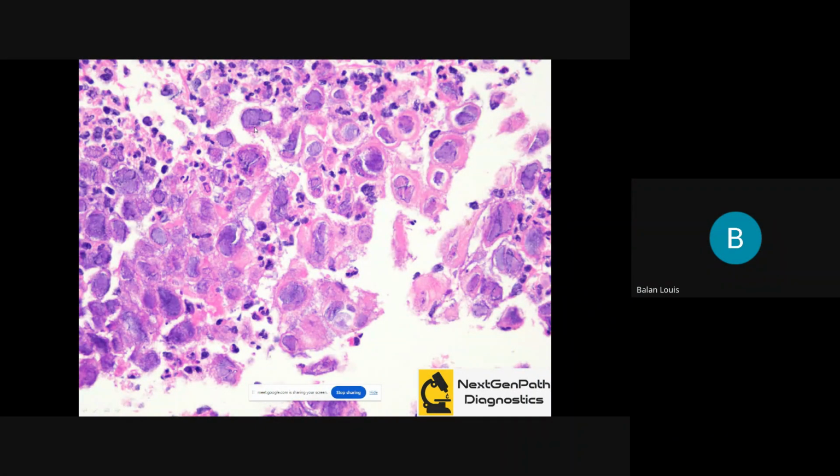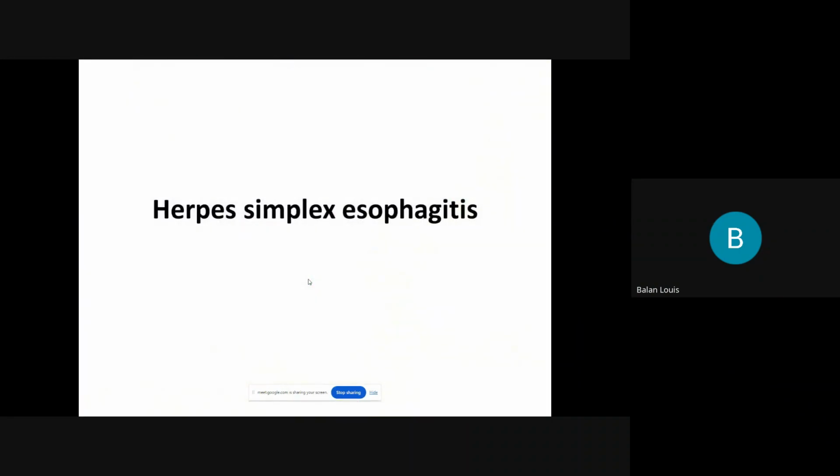This is a biopsy. Again, you can see the central clearing and peripheral margination of the chromatin, multinucleation, molding, and everything. This is a very typical feature of herpes simplex esophagitis. So this is a case of herpes simplex esophagitis. Moving on to the next organ, stomach.